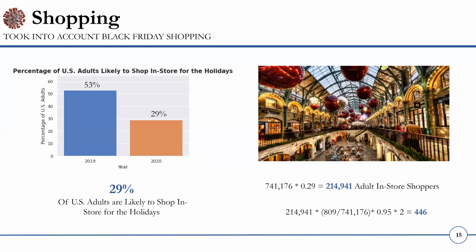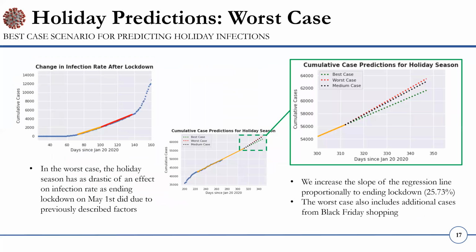We also looked at shopping, a hallmark of the holiday season, and we realized that 29% of adults are likely to shop in store for holidays. And taking this 29% number and using the number of adults in Austin, we arrived at 214,941. And taking that to the number of cases, we arrived at 446 by doing statistical analysis.